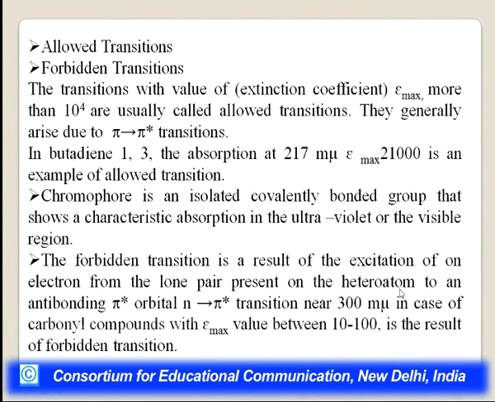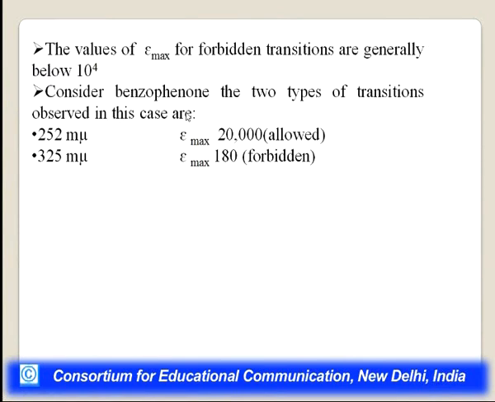the heteroatom to an anti-bonding pi star orbital, the non-bonding to pi star transition near 300 millimicron in the case of carbonyl compounds, and the E maximum values vary from 10 to 100. So because of this low value, this transition will be forbidden in nature. The value of E maximum for forbidden transitions is generally below 10 to the power 4.